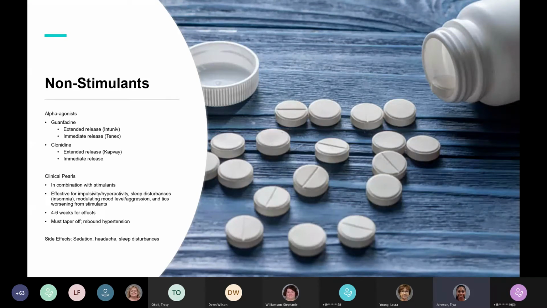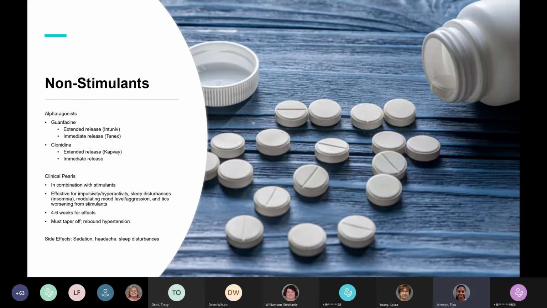So the clinical pearls related to the non-stimulants. The alpha agonists are not as good for ADHD alone, but they work very well in combination with stimulants. I use the combination of a stimulant and an alpha agonist all the time, especially for sleep issues. That's what I'm getting ready to get to.